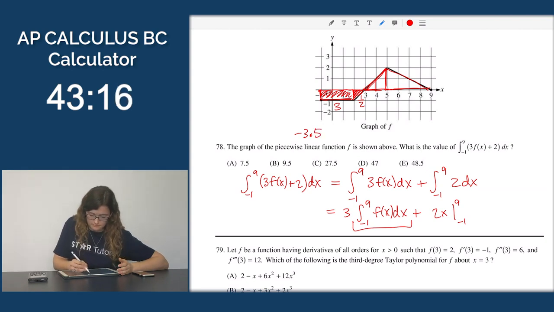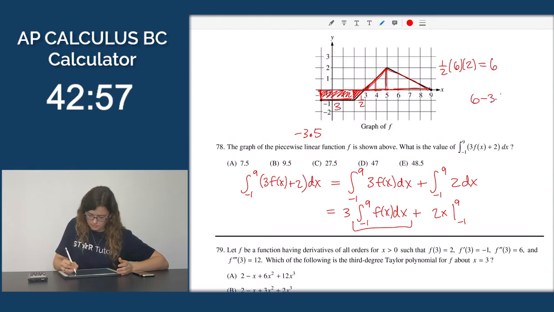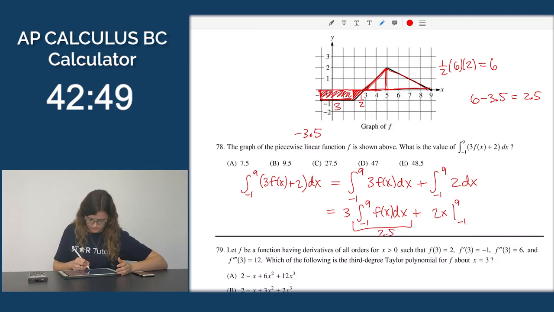And then the rest of the area above the x-axis goes from 3 to 9. So the base of that triangle is 6. And the height of the triangle is 2. So this is 1/2 times 6 times 2, which is 6. So my area there is 6 minus 3.5, which is 2.5? Yeah, 2.5. So this part here is 2.5.